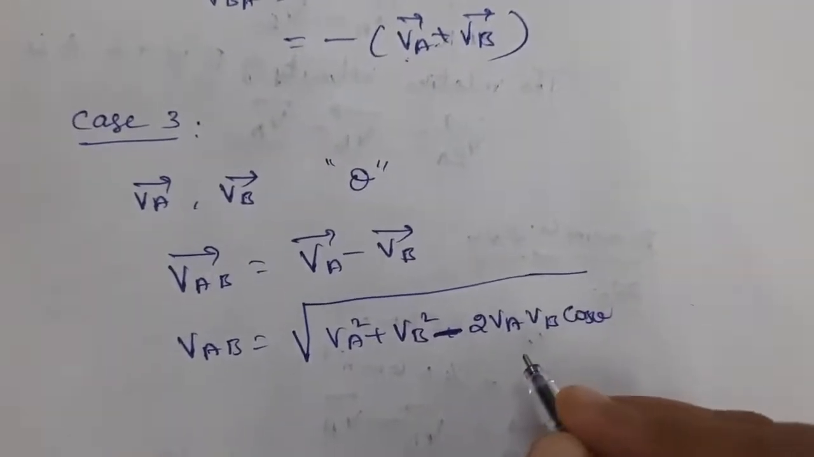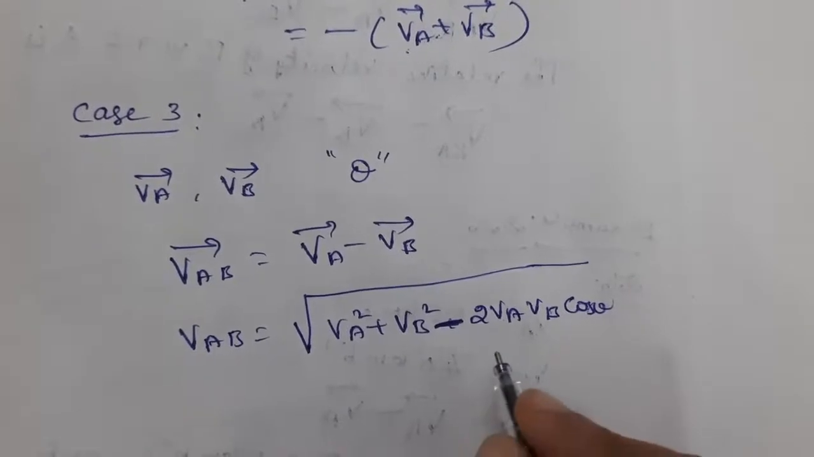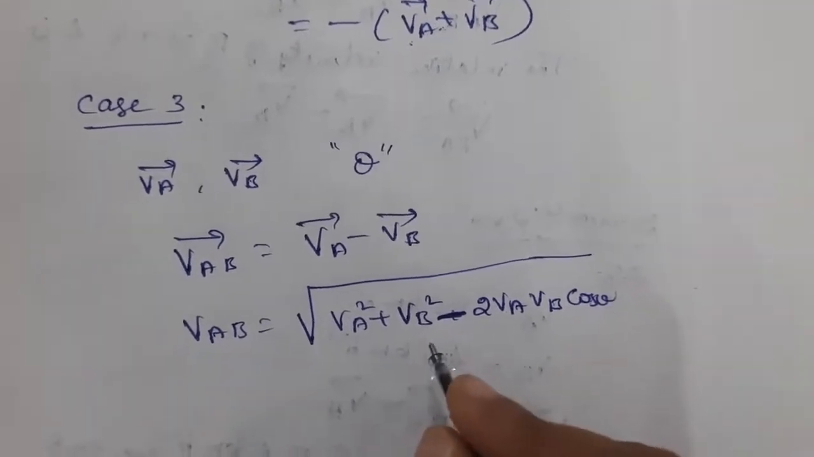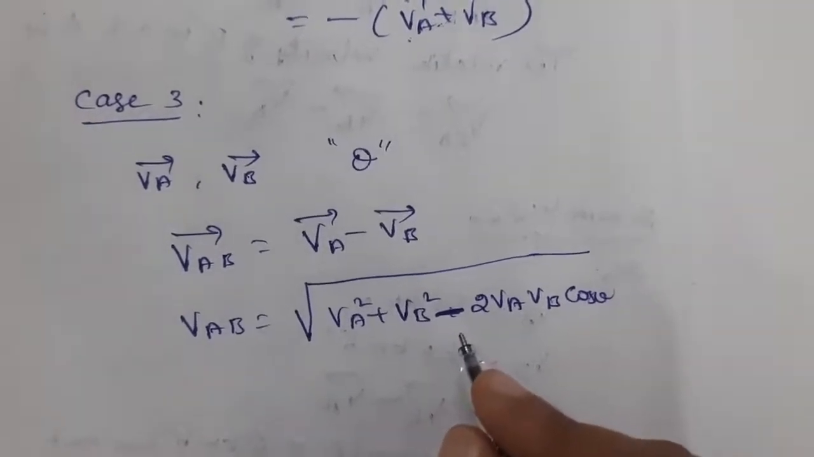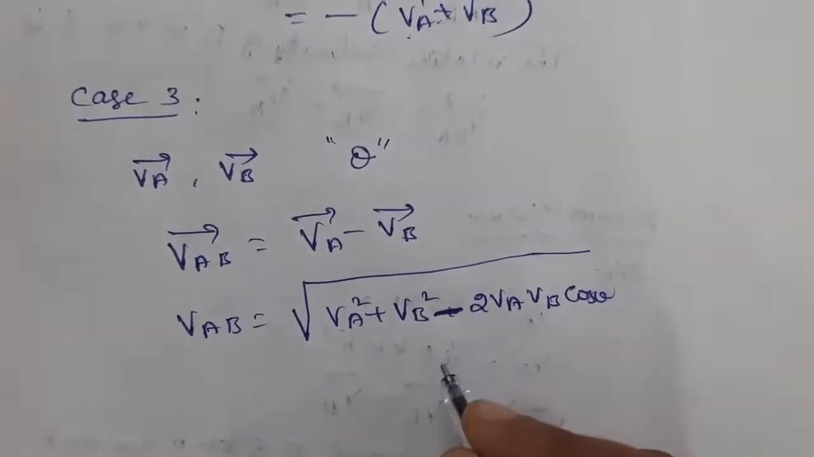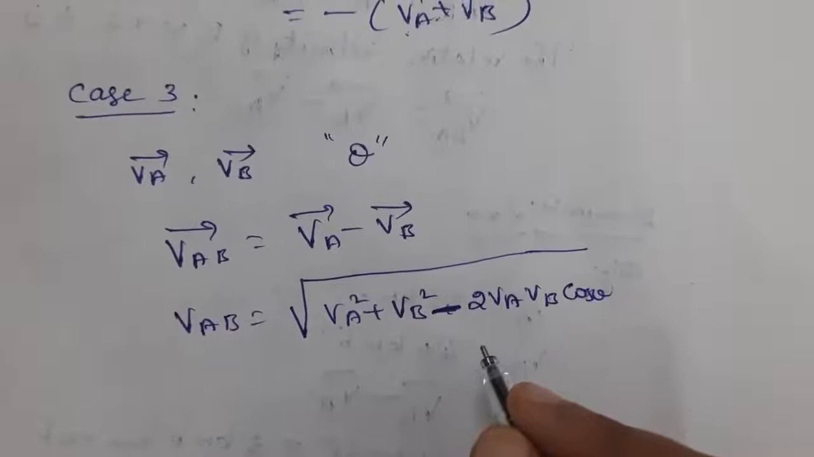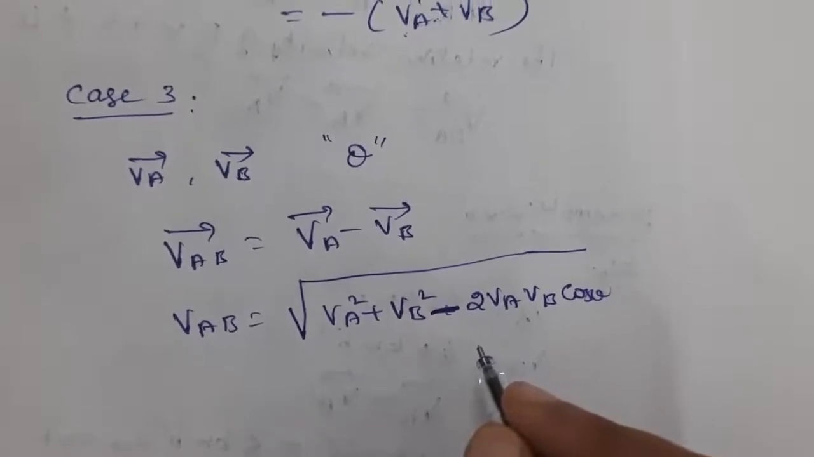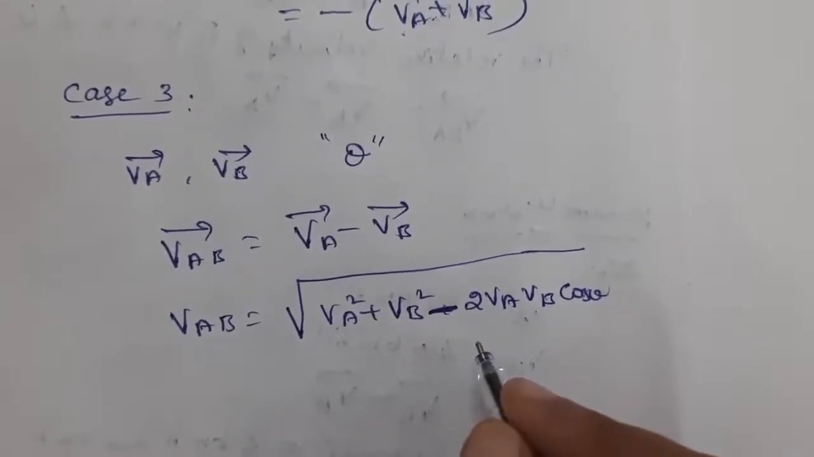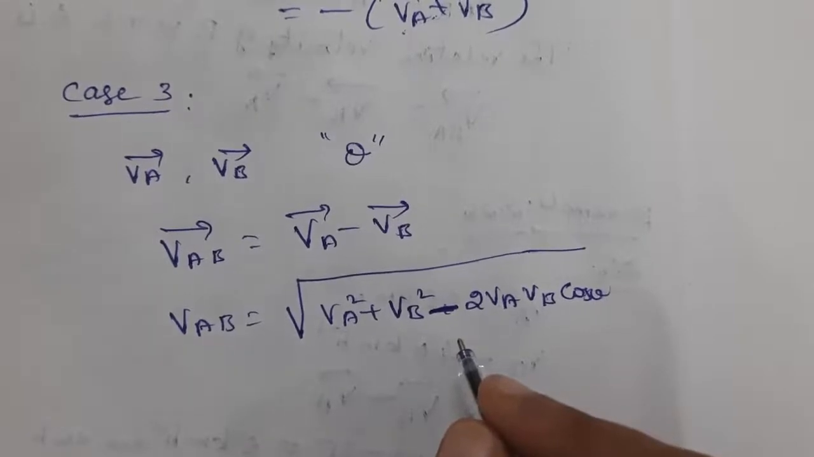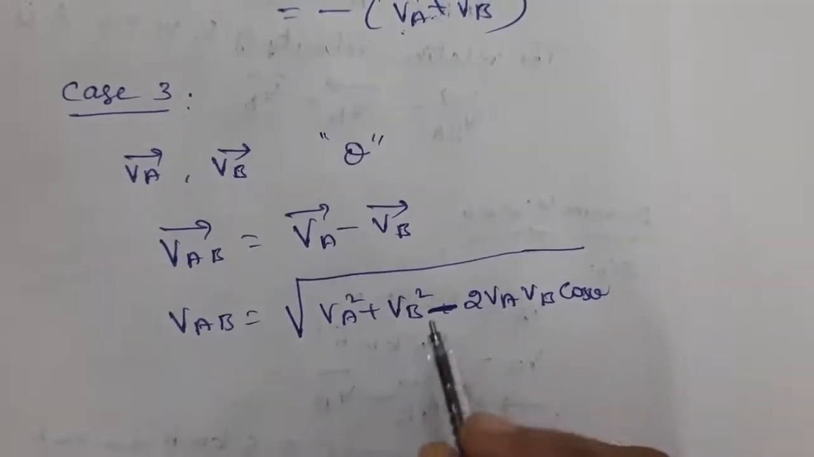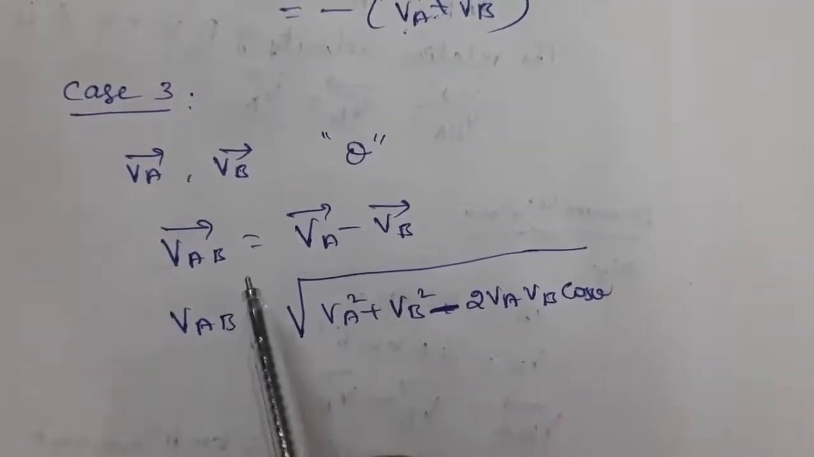Already we have learned this formula in the triangle law of addition. When two vectors are acting in the same direction, we can add easily. When two vectors are acting in opposite directions, we can subtract easily. But when two vectors are acting at an angle, we should follow either the triangle law of addition or parallelogram addition. Isn't it? The same method only we are following here. Velocity is a vector quantity.